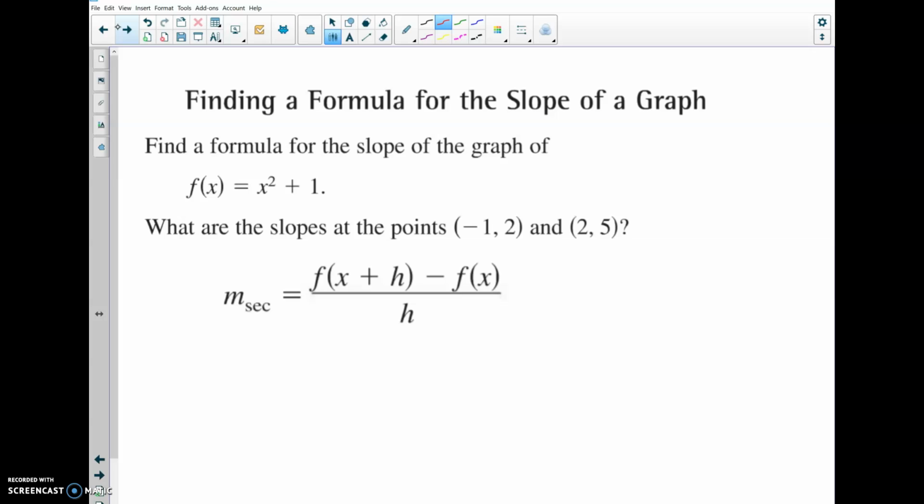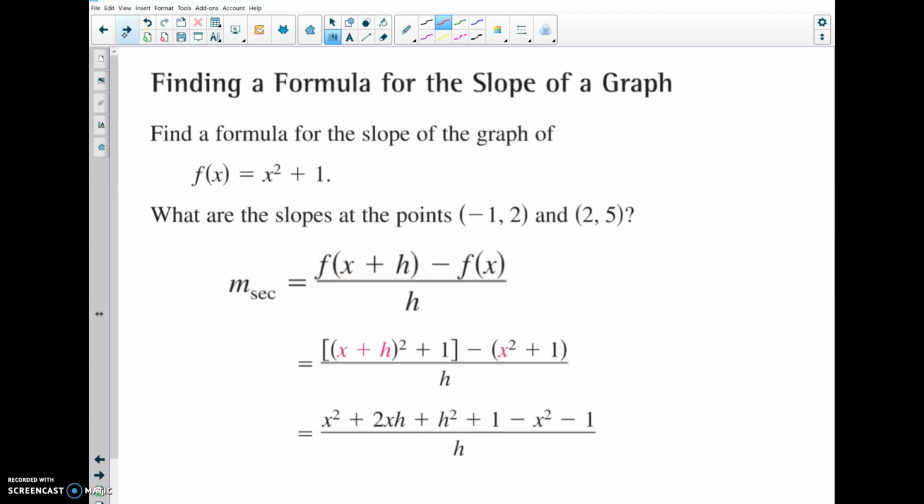So the slope of our secant, so our tangent line, is f of x plus h minus f of x, all over h. And we have to remember that that is talking about when h is approaching 0, so we can remember the limit. Plugging in x plus h for x, and then plugging in x, which is just your original function, here is what you have: x plus h squared plus 1 minus your original function, all over h.